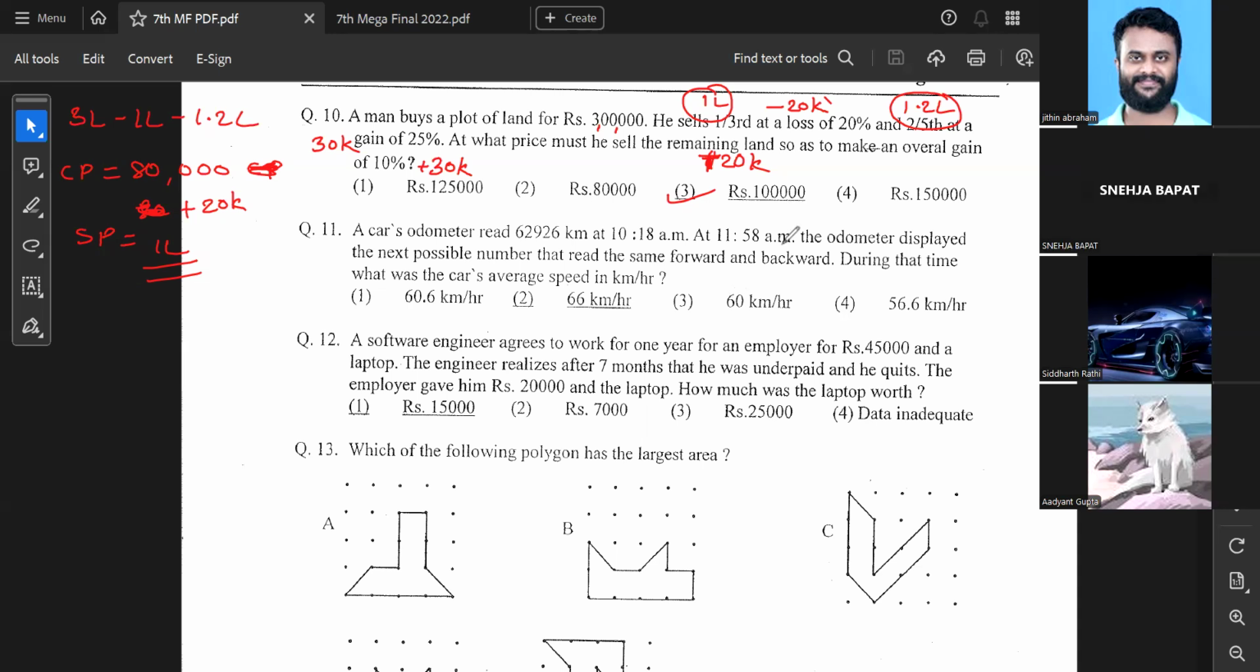Sir, does K here mean 1000? K means 1,000. Correct. 3 zeros.